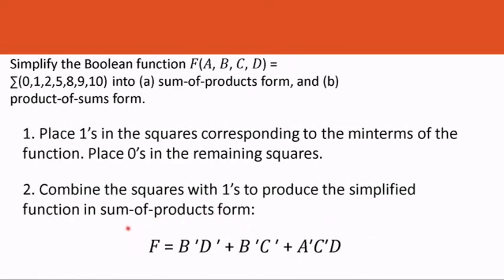So let's say we have simplified it. Okay, our minterm is already simplified. F is equal to B prime D prime plus B prime C prime plus.